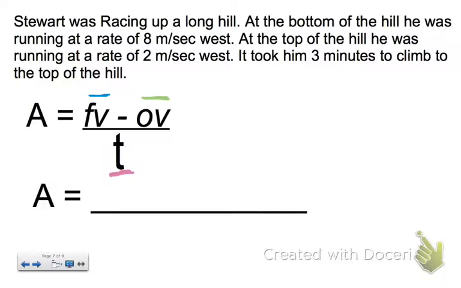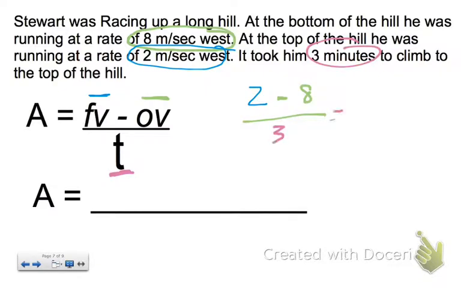So I'm going to find my original velocity first. That's what we started out at. At the bottom of the hill, he was running at a rate of 8 meters per second west. That's going to be our OV. So I'm going to put that 8 here. Next, we're going to find our final velocity, which is here. And then I'm going to end up with my time, which is 3 minutes. Okay? So we do our division last. We still do the top first. We're going to put that together and simplify.